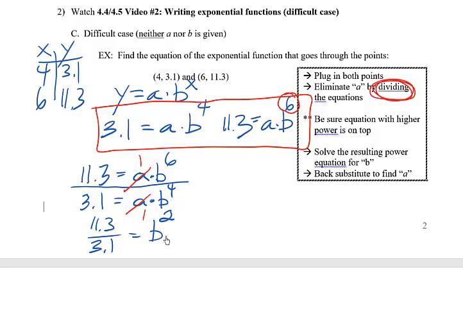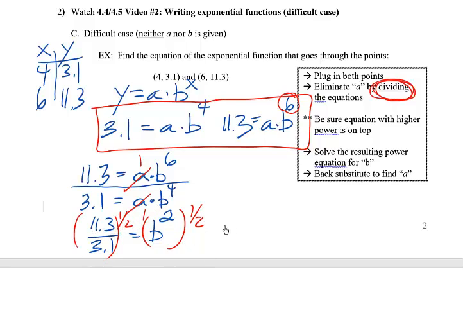It is once again a power equation. In fact, the only thing to do in solving it is to get that b by itself by removing the power. How do I do that? I take each side to the reciprocal power, in this case the 1/2 power.